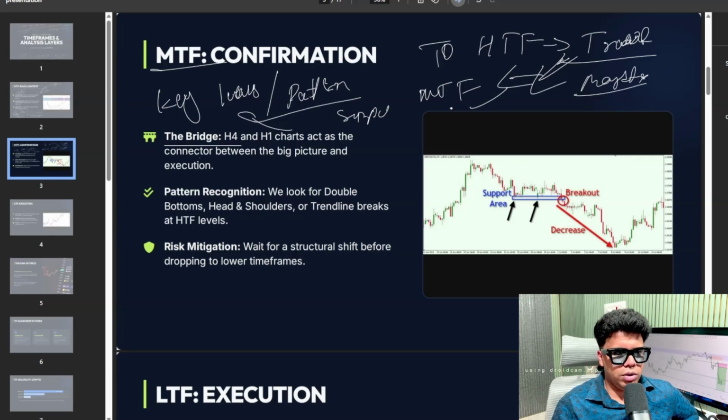Okay, just write it down. Just write all these things down: what is the medium time frame, what is the higher time frame, what we need to identify in the higher time frame, and what we need to understand in the medium time frame. Okay, these are the things.